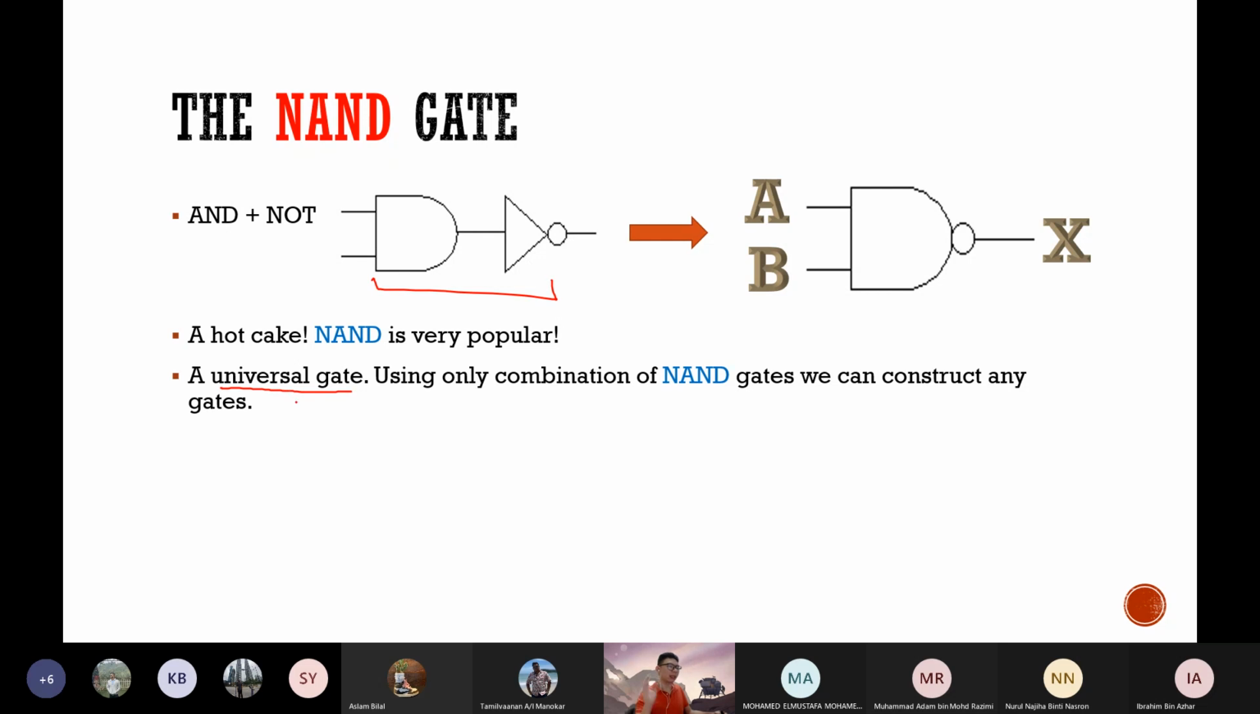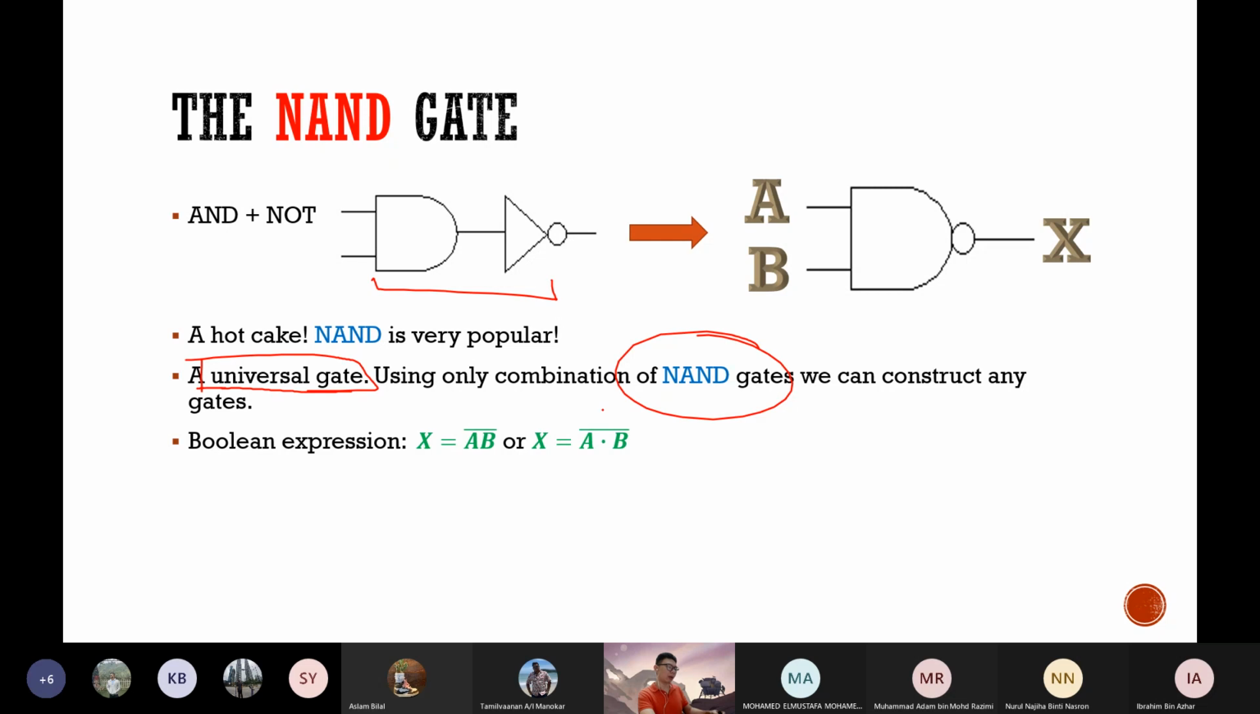So here's another twist to this plot. Remember just now I said that using the basic logic gates, we can construct the NAND gate or any other advanced gate. It turns out that using NAND gates, we can also construct any other gates. I'll show you in the next topic how we use NAND gates to construct any other gates, including the basic gates. That's why the NAND gate is called a universal gate. For now, just know that you can use this NAND gate to construct anything at all. That's why it is a very popular gate.